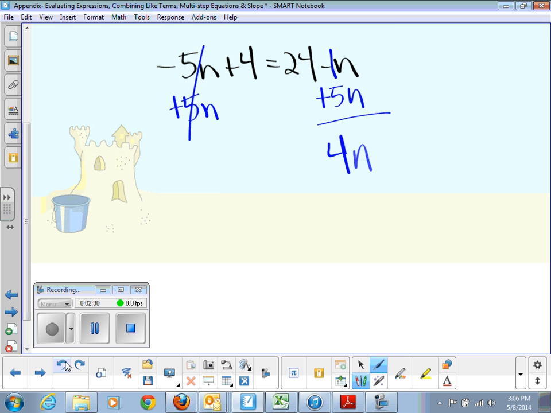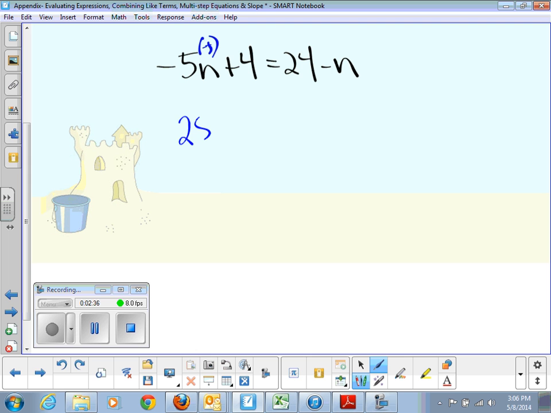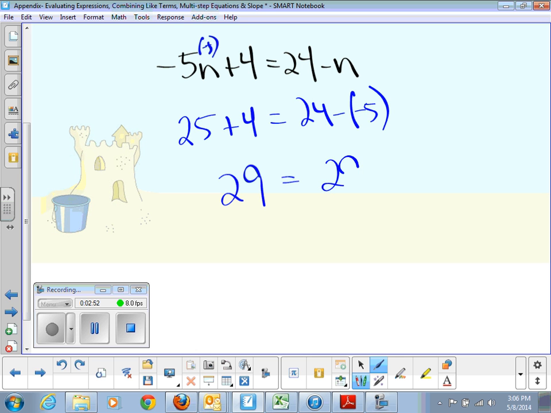So we'll go back, clear up some space. Negative 5 times negative 5, multiply, that's 25, plus 4. Well, that makes 29. So the left side is equal to 29 when we use negative 5 for n. So 24 minus a negative 5, that's another whoopee ninja. 24 plus 5 is 29, because subtracting a negative is really addition. And this is true. Therefore, our answer of negative 5 worked.